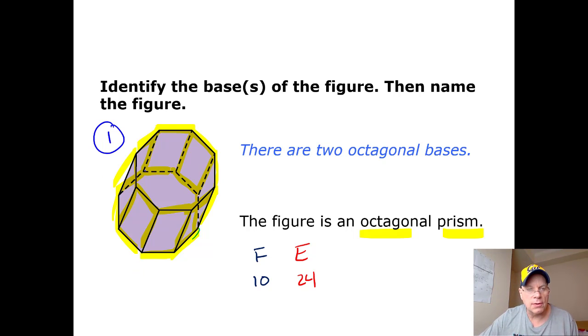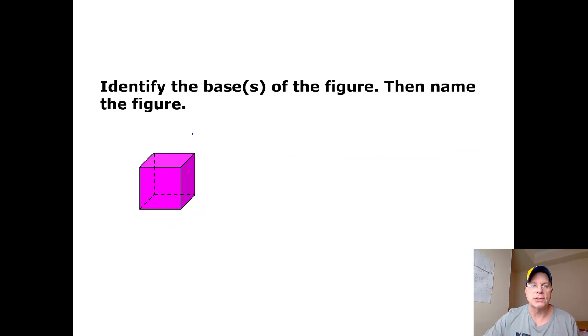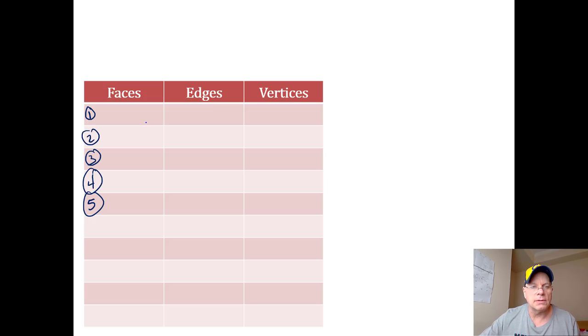The vertices are the corners. So there's a vertex, there's a vertex, there's a vertex, there's a vertex. There has to be 8 vertices on each octagon. And there's 2 octagons, so there's going to be a total of 16 vertices. So let's get that into that table: 10, 24, 16. As I'm doing them on the other slide, you can just be putting them right into your table. So for number 1 we had 10, 24, and 16.